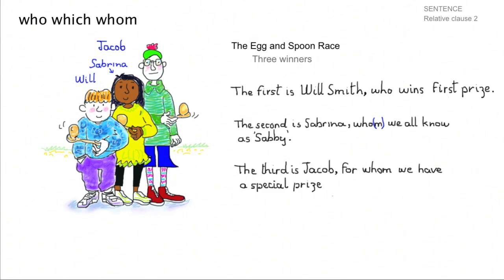And when you're talking normally, you could also say, the third is Jacob, who we have a special prize for. Leave the preposition at the end. All right, let's go on to the next scene.